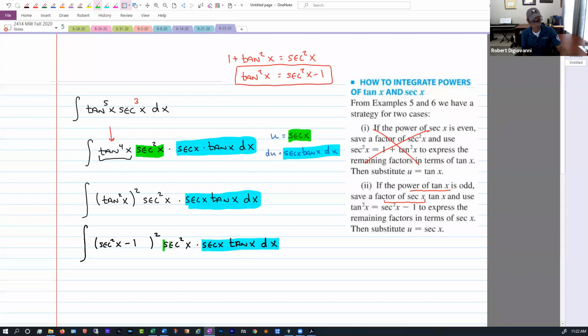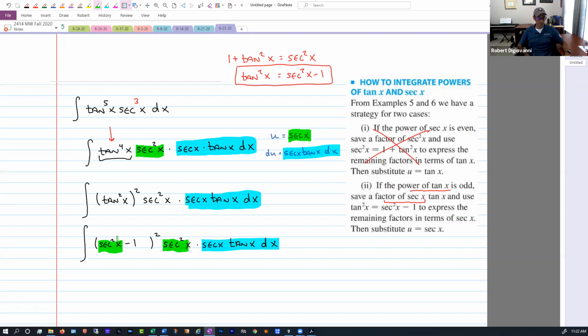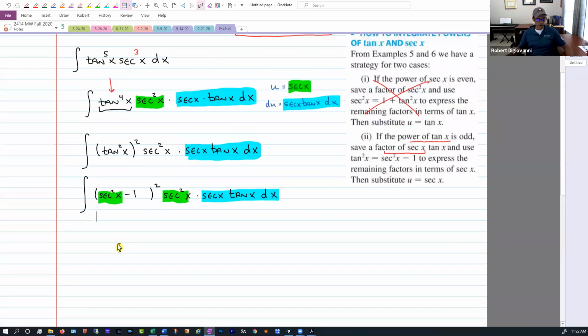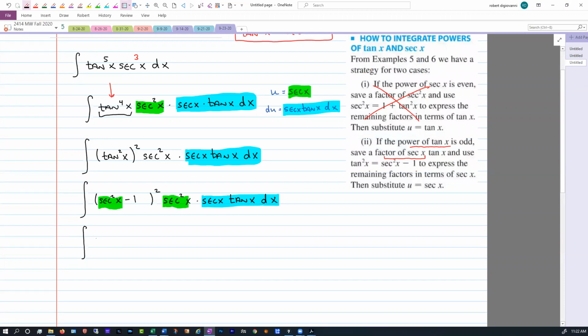You want to keep going, Varun? Sure, I can take a stab at it. Okay, so we have now converted everything that had tangent in it to secant. So I think we're ready. What's the new integral? So it would be u squared minus 1 squared. And then outside the parentheses, it would be u squared du, right?